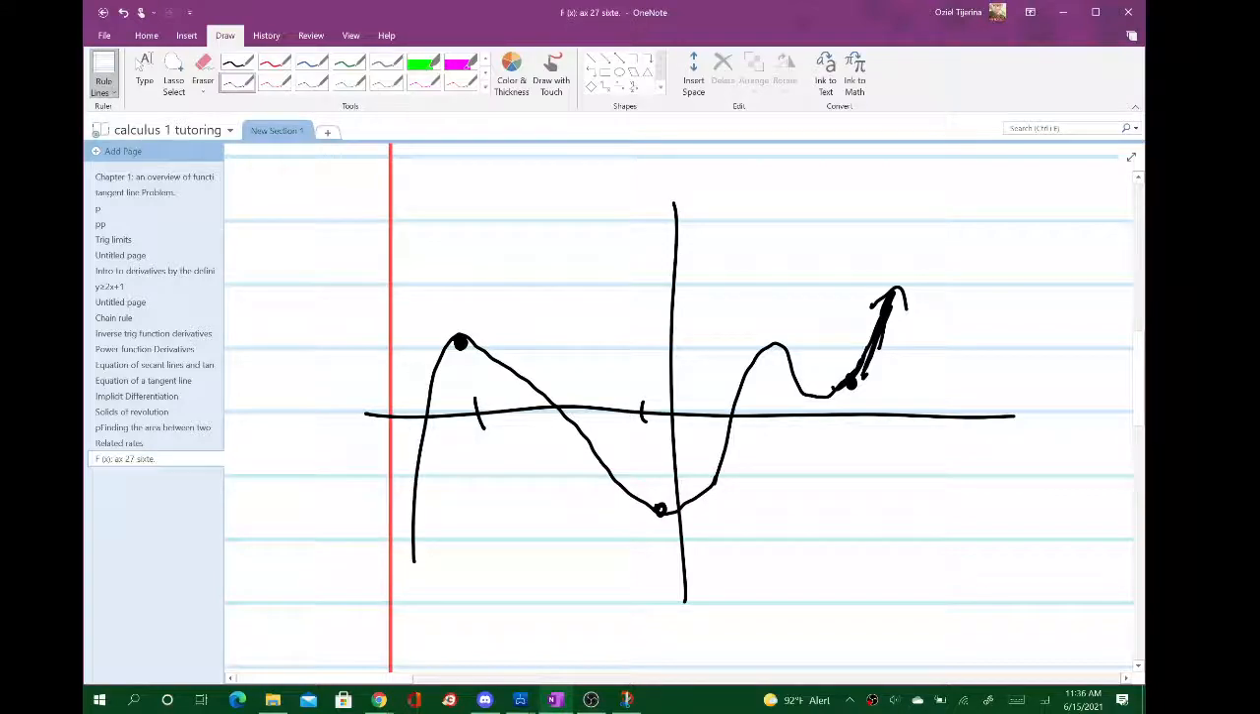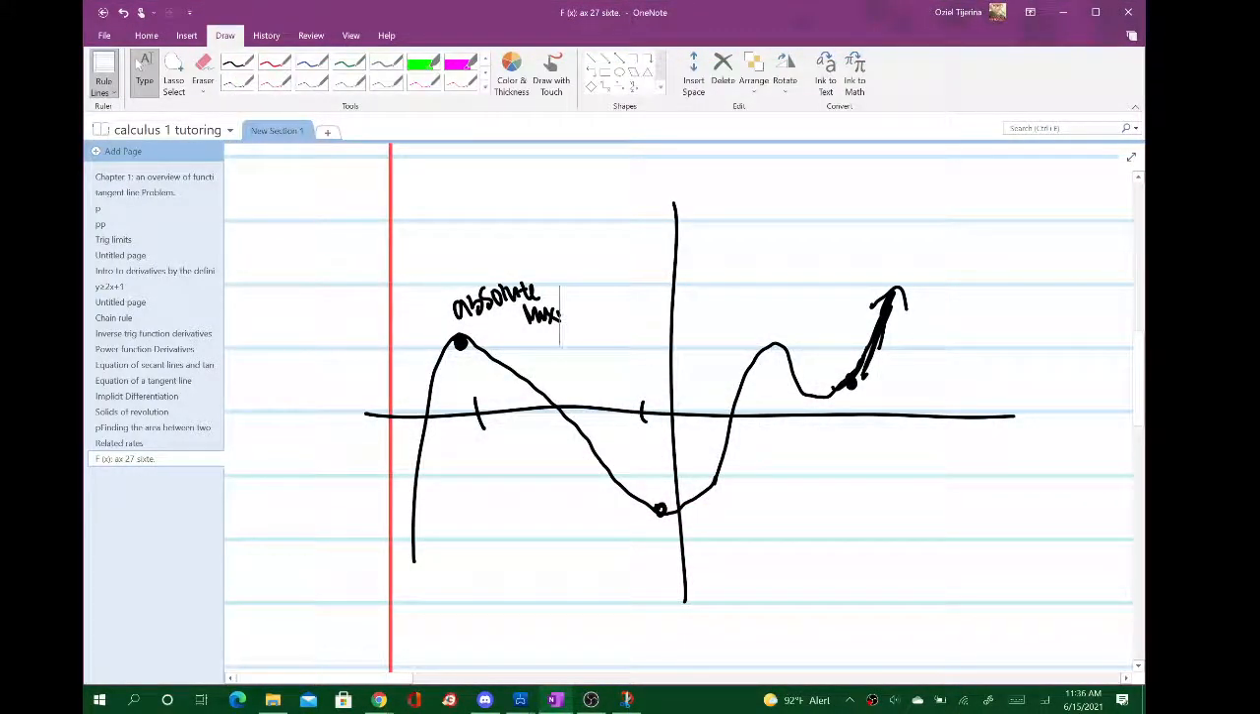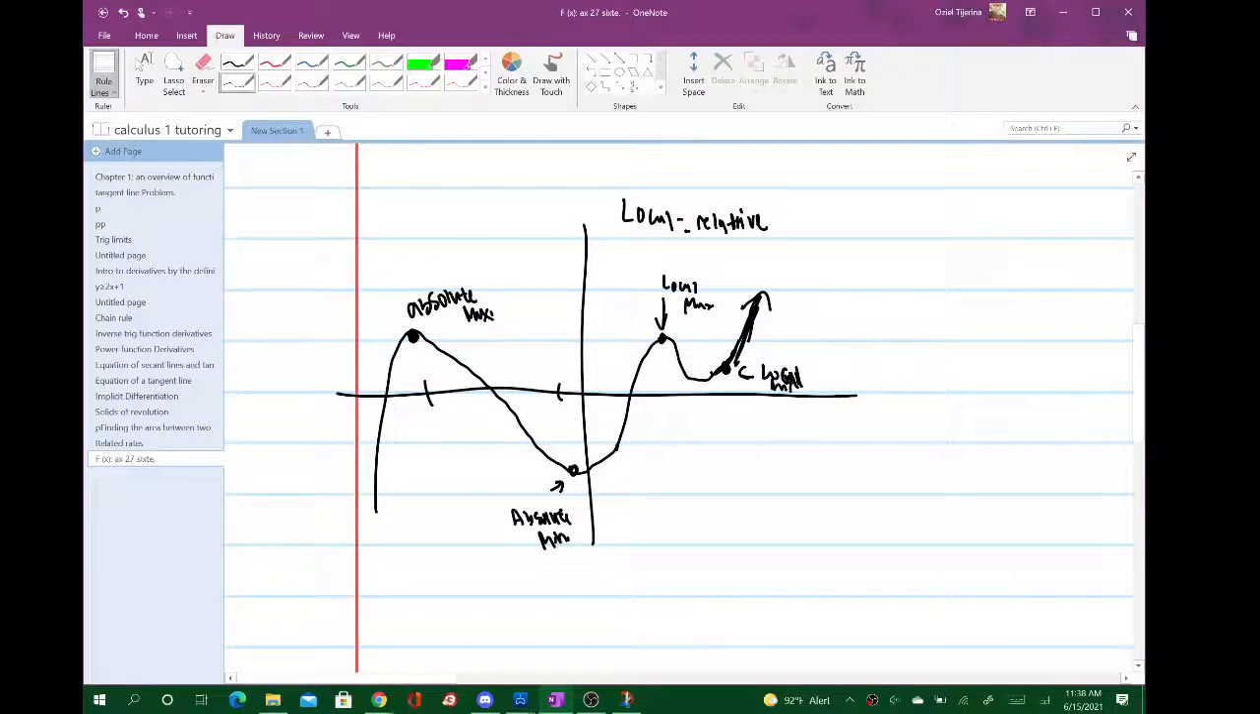So this is called an absolute maximum. And then this is called the absolute minimum. This is called the local maximum. And this is called the local minimum, otherwise known as relative minimum and maximum. Local equals relative, okay? So local is the same thing as relative. So local maximum, local minimum, we know that already.